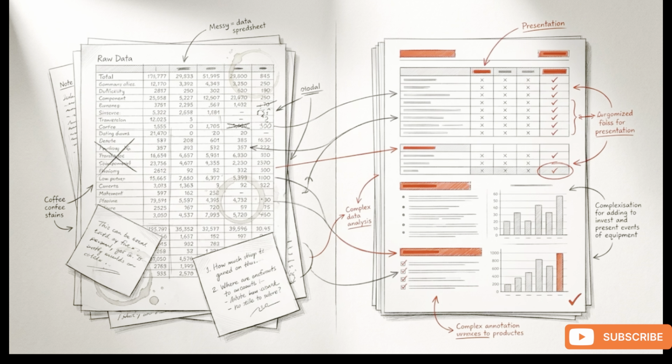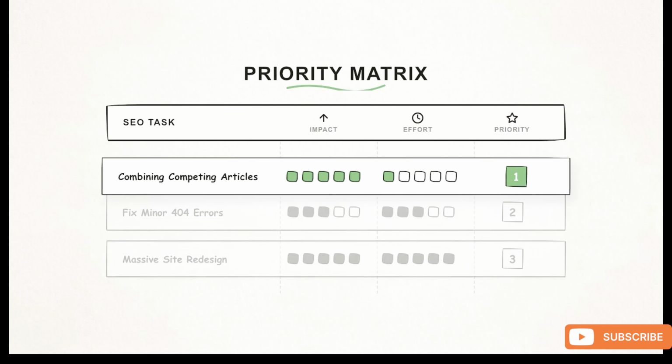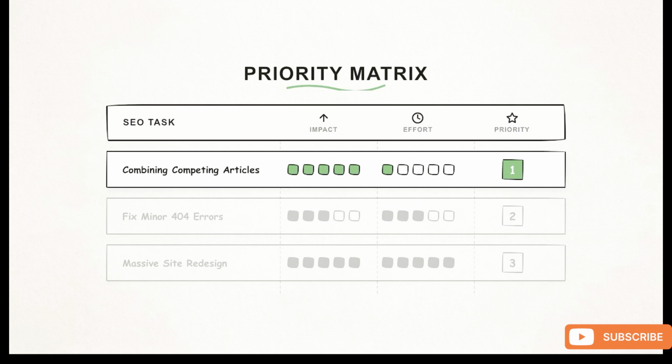Step 3 is translation. We take the raw data gathered in your spreadsheet and format it into the presentation layer. This chart shows our 3-column framework. The first column is impact, the potential benefit to your organic search rankings. The second column is effort, estimating the technical resources required to apply the fix. The final column is priority. Mapping impact against effort dictates your exact sequence of execution. For example, combining those competing articles is logged as high impact, low effort, and priority 1.